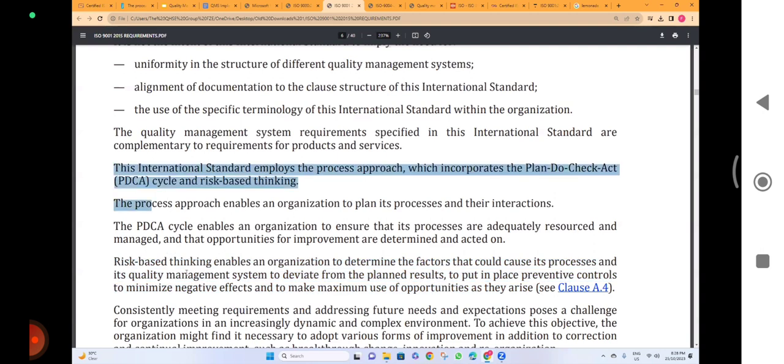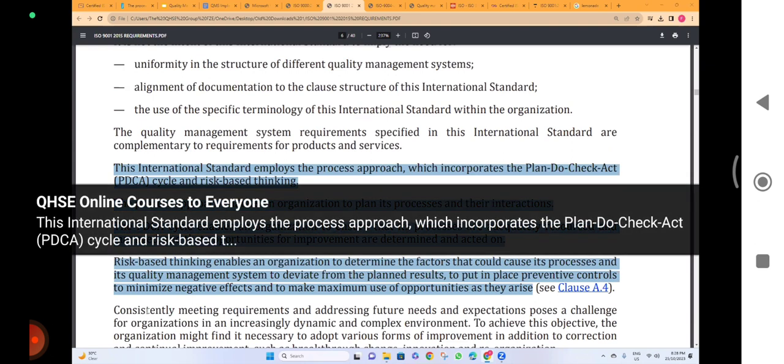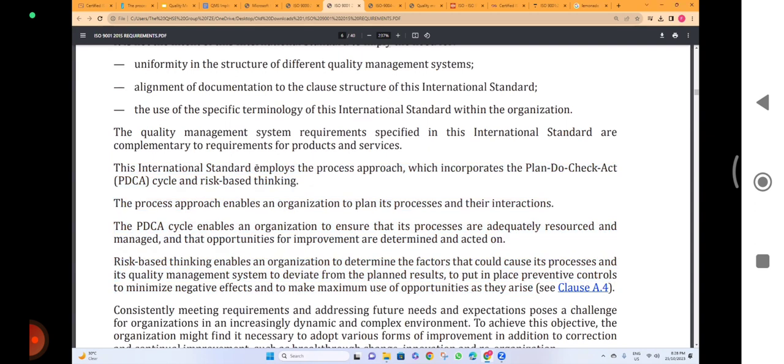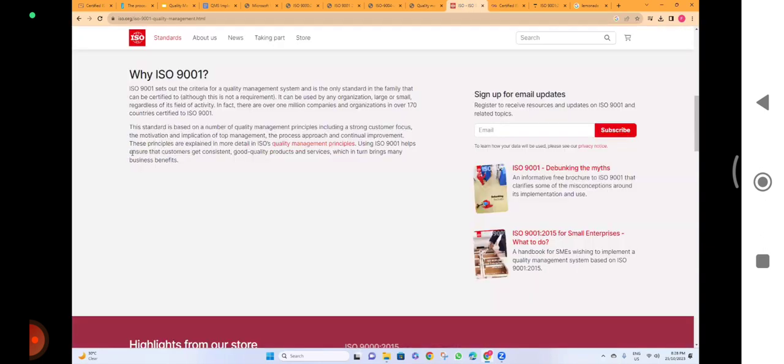So this section right here, this is what you need to know in quality management systems, and this is actually on the first page of the standard. Please make sure that this information is known, because right here, this is probably everything you need to know about ISO 9001. Because ISO 9001 employs the process approach, the PDCA, and the risk-based thinking. This is what gives ISO 9001 the ability to meet these principles, and that is how ISO 9001 will ensure that the customers get consistent, good quality products and services.